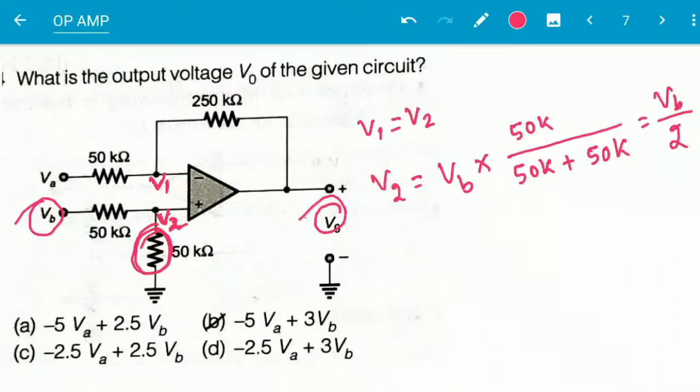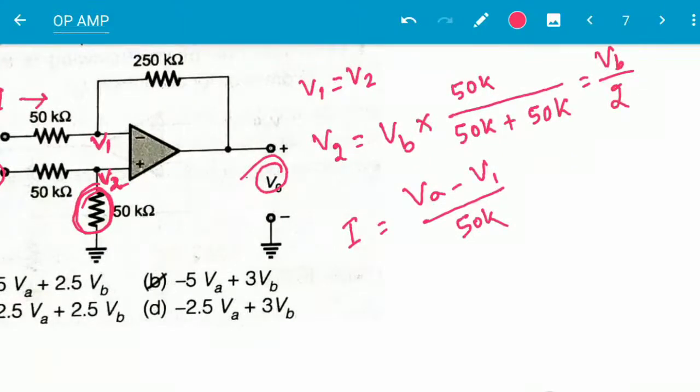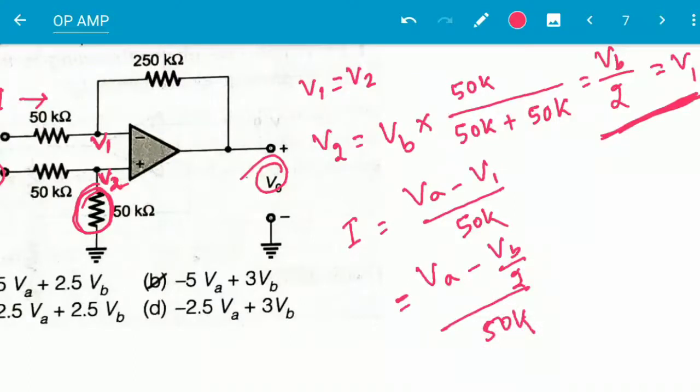This is my aim. So what will be the current I here? I will be equal to VA minus V1 by 50k. So this will be equal to VA minus VB by 2, because V1 is equal to V2 is equal to VB by 2. So this is over 50k, and this will be I equals 2VA minus VB by 100k.